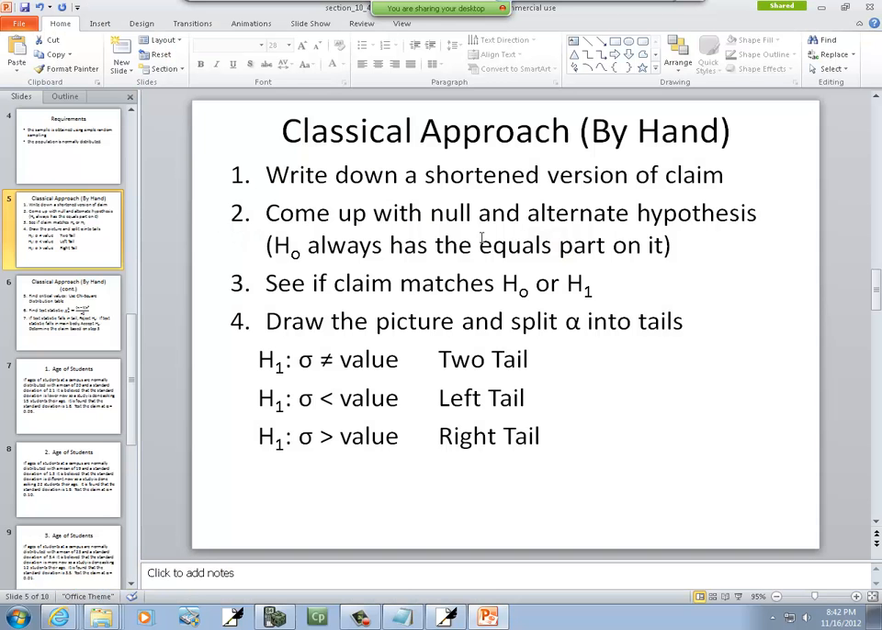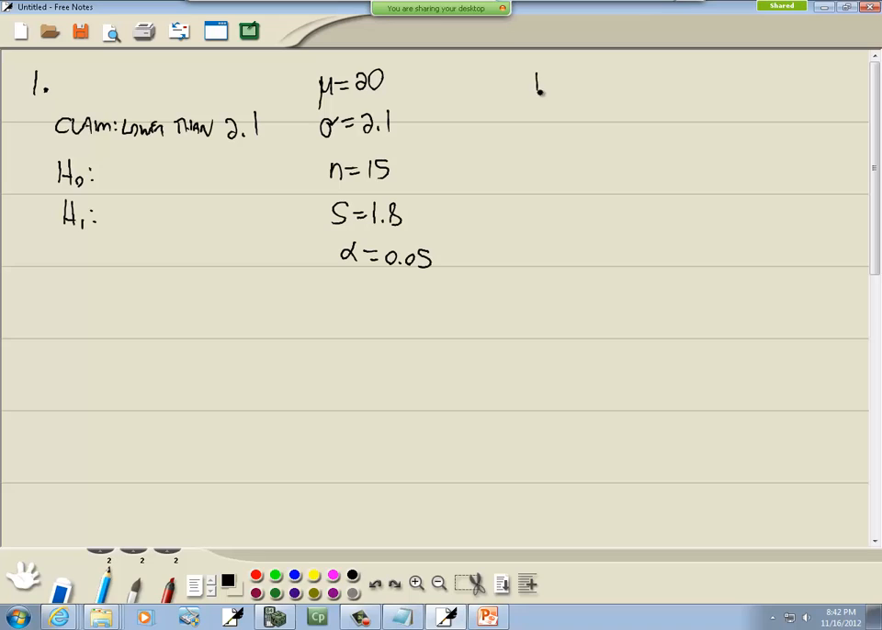Now, next step is to come up with a null and alternate hypothesis. It says H naught always has the equals part on it. How I teach this is for H1, the only symbols you can put there are less than, greater than, and not equal to. The only symbols you can put on H naught are less than or equal to, greater than or equal to, or equal to. Now, our particular textbook only puts an equals on H naught. I really don't like that convention, because if you say this is false, and this is less than, and then this is just equal, you can't say that's necessarily true, because these are opposites of each other.